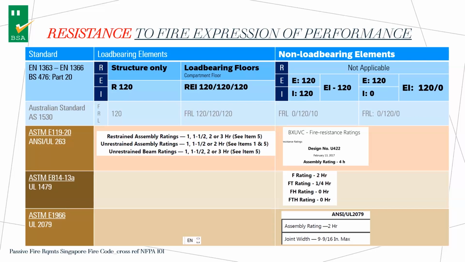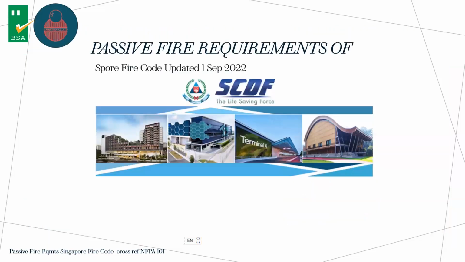Of course, the American, again, has a different way of measuring. Where there's load bearing, you have restrained rating, unrestrained rating. It's a little bit different from the approach of the European and the British standard. Okay, now we go to the main portion of today's presentation. We have already a good background. We must remember REI, remember reaction to fire and resistance to fire.